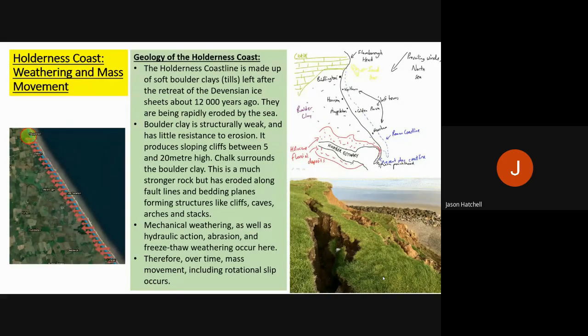We have mechanical weathering like freeze-thaw weathering, but also marine processes such as hydraulic action and abrasion taking place here. Over time, we have what's called rotational slip, which we went through in EQ2 of this GeogPod. You can see that happening here, where over time sections of the side of the coastline break away and slip in a rotational movement down the side of the coast.